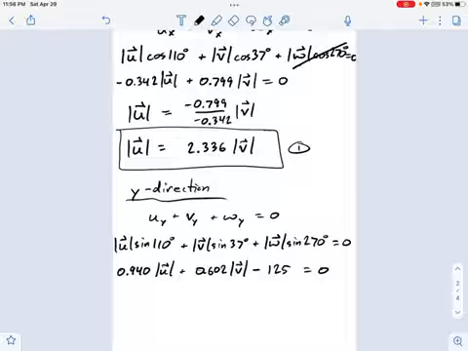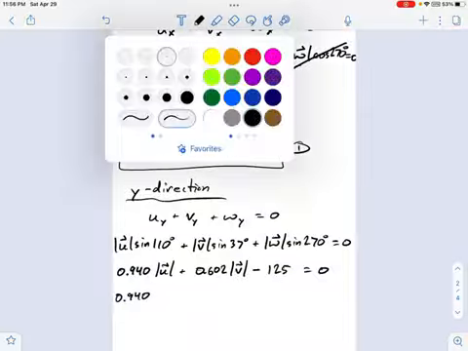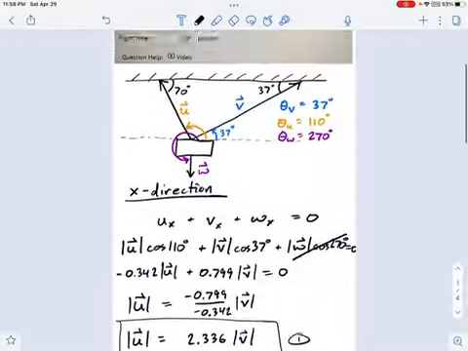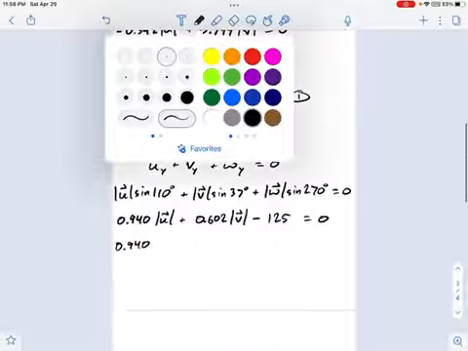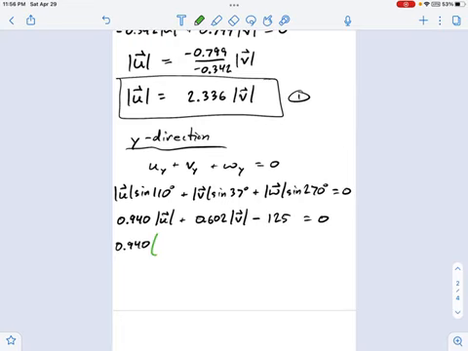So if I rearrange this a little bit, what I want to do now is take equation 1 from above and substitute that in right here. And I'll just use some colored ink here. I don't even know what those colors were anymore. Let's just use green. This is going to be 0.94 times 2.336 magnitude of v. Okay, and then I'm going to continue on with the rest of that equation as it was. 0.602 magnitude of v minus 125 equals 0.